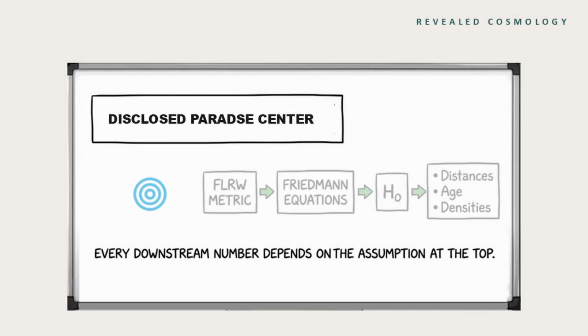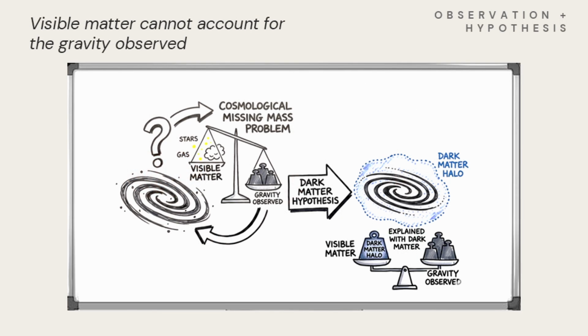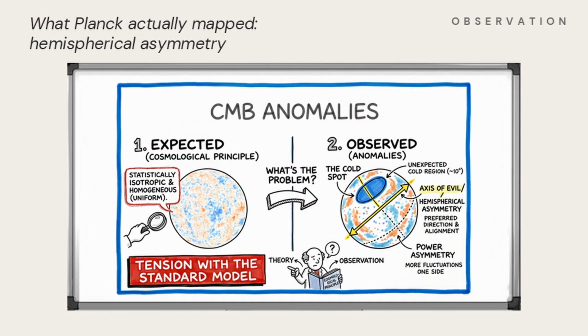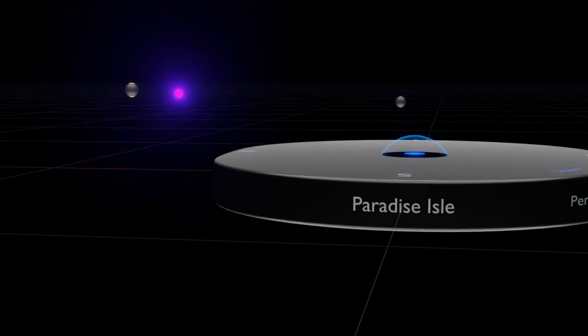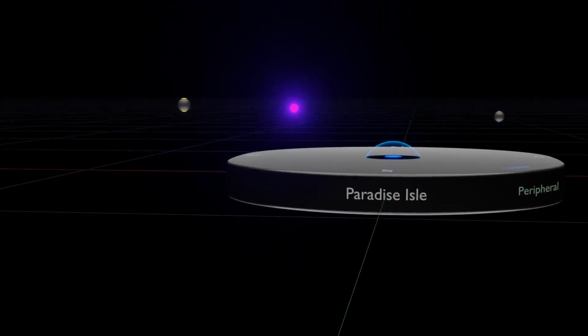When the axiom of no center is replaced by the disclosed center at Paradise, placed at the top of the derivation chain, the anomalies the standard model now carries no longer require invisible components and unverified parameters to save the appearances. The Hubble tension, the missing mass, the accelerating expansion, the directional anomalies in the cosmic microwave background, the impossibly early galaxies, each finds a structural account in the disclosed architecture. The pattern that required epicycles dissolves when the center is corrected.